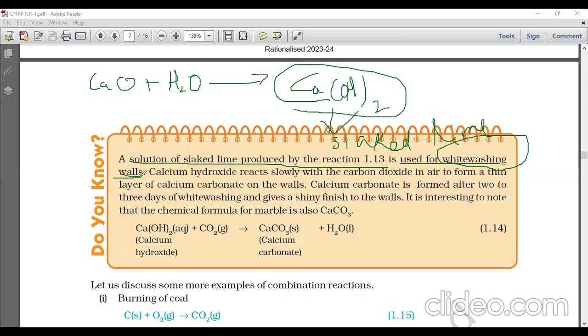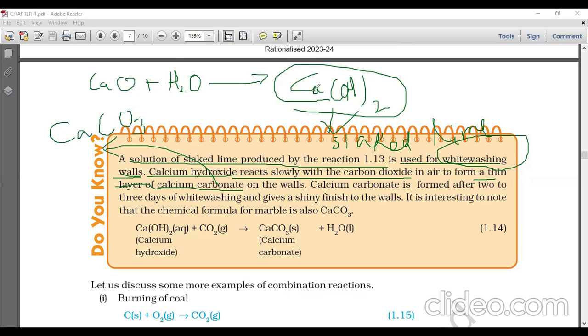Okay, now let us imagine that we have painted it. We have whitewashed it. Then after that, what happened? This calcium hydroxide, after 2 to 3 days, reacts slowly with carbon dioxide in the air. So that carbon dioxide will come and react with the calcium hydroxide paint which we applied on the walls, and it forms, very very important, a thin layer of calcium carbonate on the wall. So what is the formula of calcium carbonate? CaCO3.